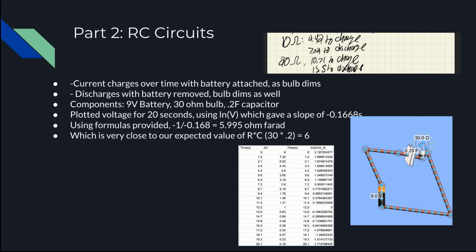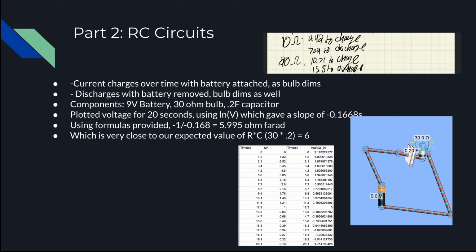We were also asked to look at how long it takes to charge and discharge with a different resistance. It pretty much doubled as the resistance doubled. As you can see, it took 4.42 seconds for the 10 ohm light bulb to charge and 7.02 to discharge, and around 10 to 11 seconds to charge for the 20 ohm, and 15.5 to discharge for the 20 ohm.